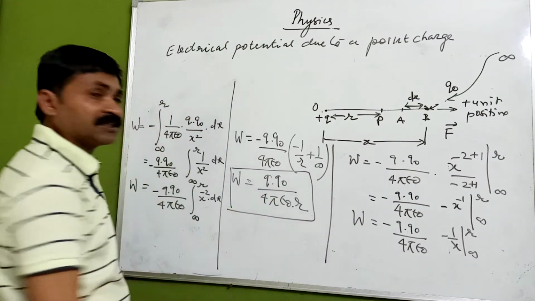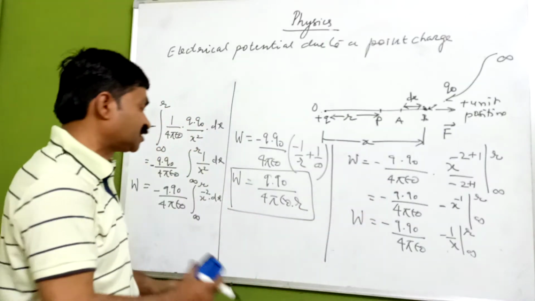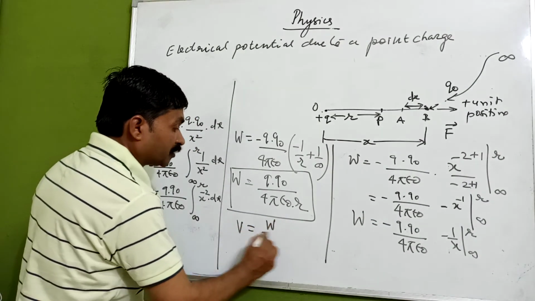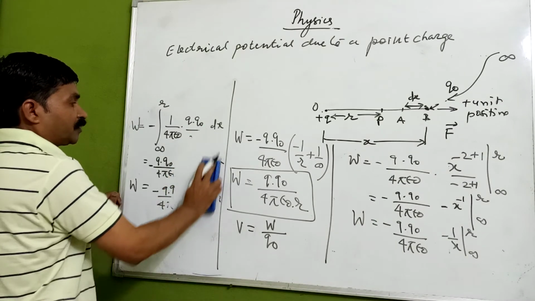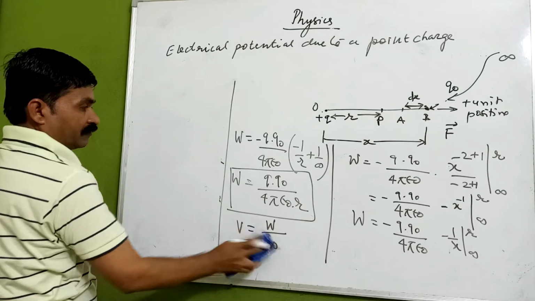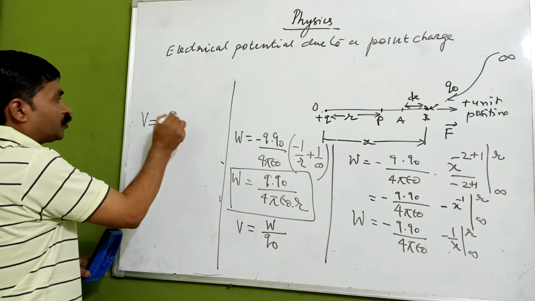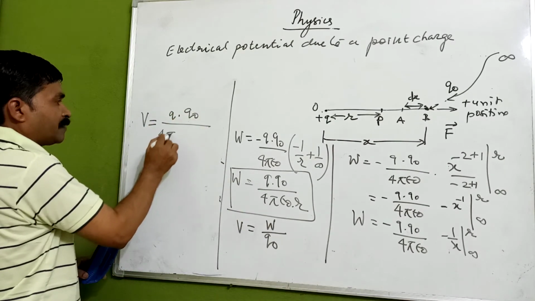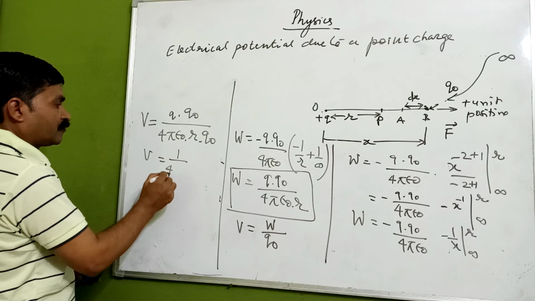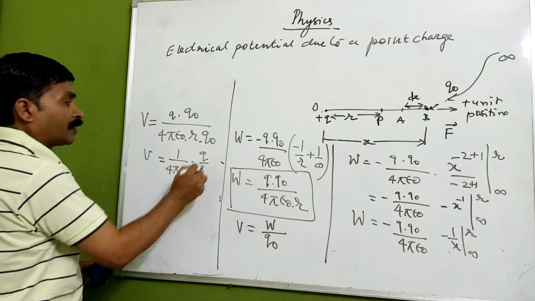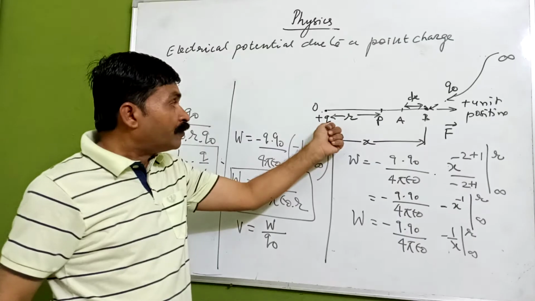Now if we want to know the electric potential at that particular point, we have to define the electric potential. Our definition of electric potential says W upon q naught. So if we have got this relationship, W upon q naught, we can substitute this value. So the electric potential is q into q naught upon 4 pi epsilon naught into r, into q naught. This will give the electric potential, that is 1 upon 4 pi epsilon naught into q upon r. This is the relationship which we have got for electric potential due to a point charge.